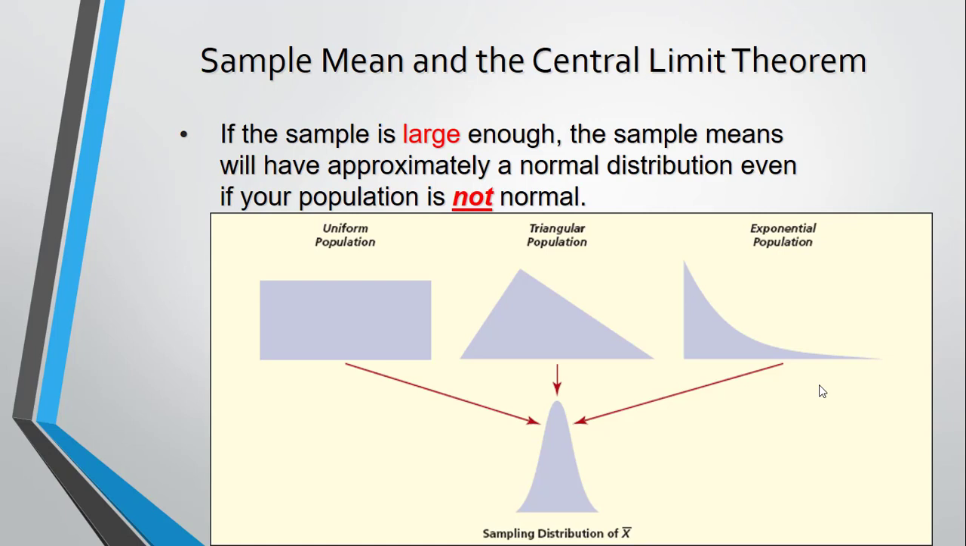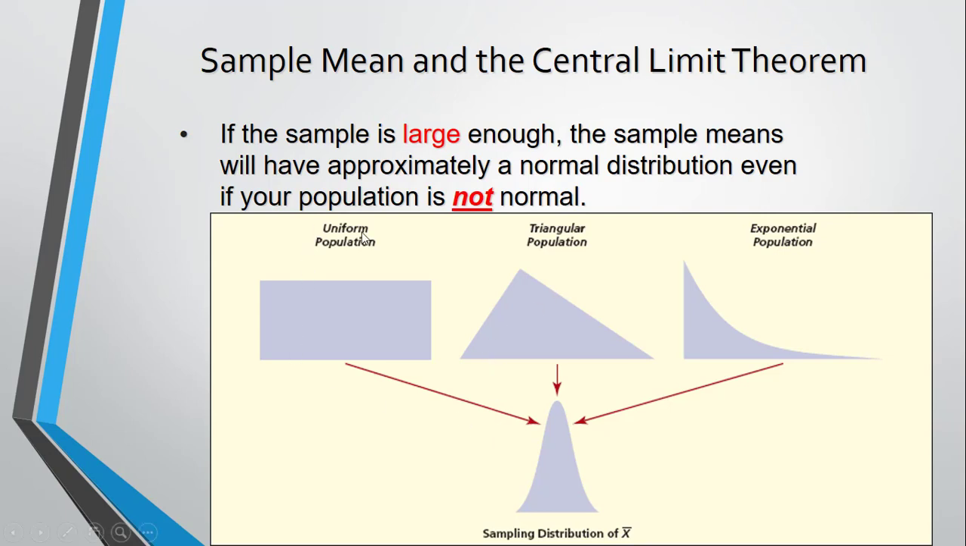And interestingly, if the sample is large enough, the sample mean will have approximately a normal distribution, even if your population is not normal. And that's wonderful. If you have a normal distribution, the sample distribution is normal, but if you take a sample that's large enough, the sample means will approximate the normal distribution even if the population is not normal.